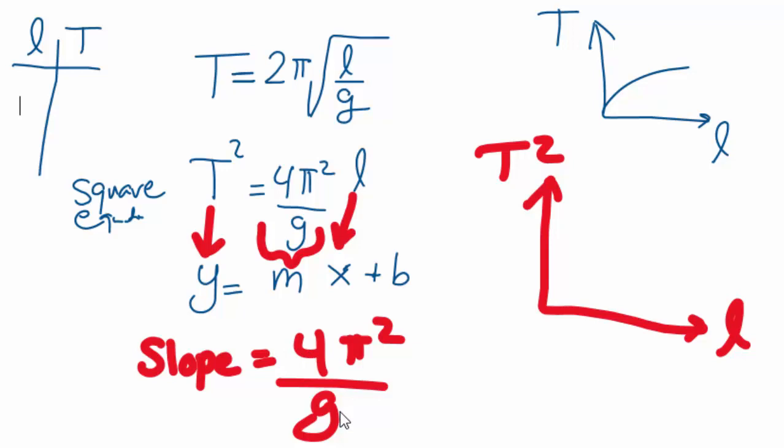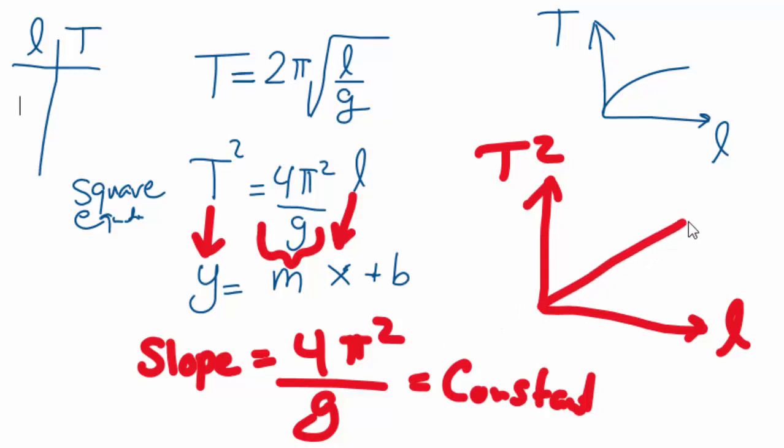Now, is 4 pi squared over g a constant? The answer is yes, it's a constant, because 4 is a constant, pi squared is a constant, and g is a constant. g is the acceleration due to gravity, which is constant as long as you are on the surface of the Earth. So this should give you a straight line, and the slope of this straight line is 4 pi squared over g. Now, how can we get g from the slope?